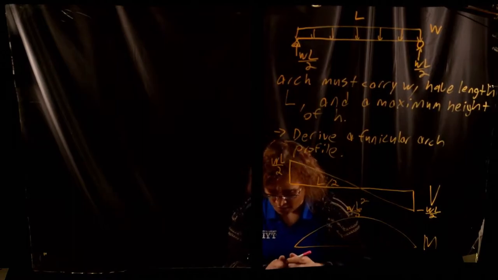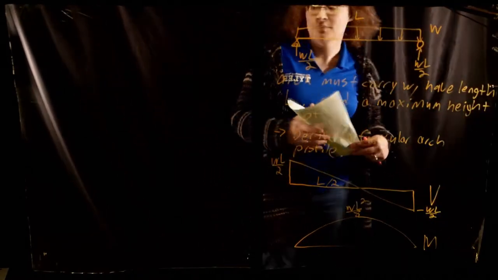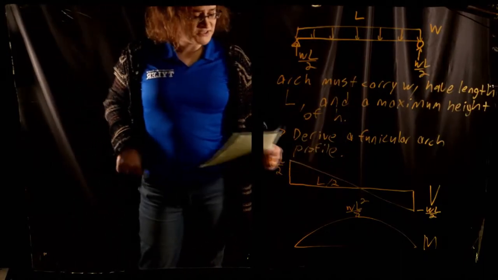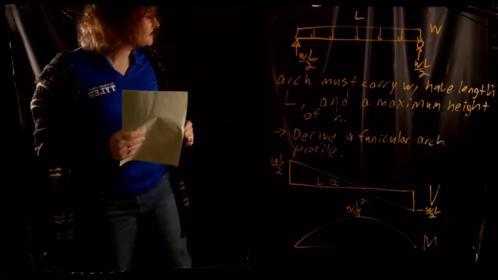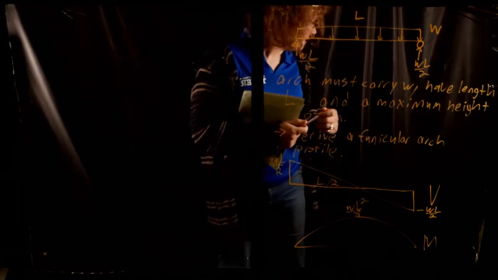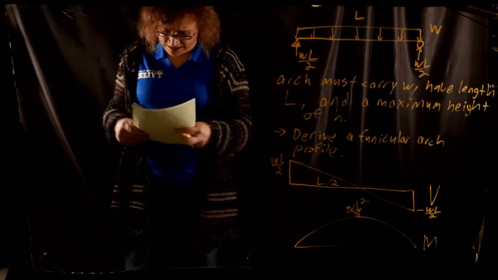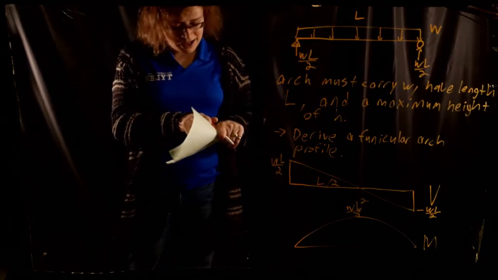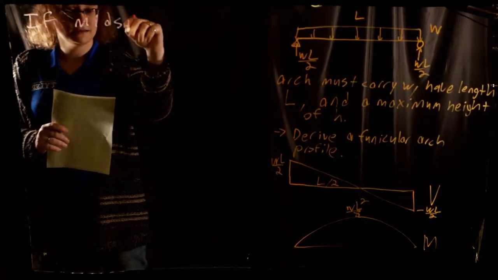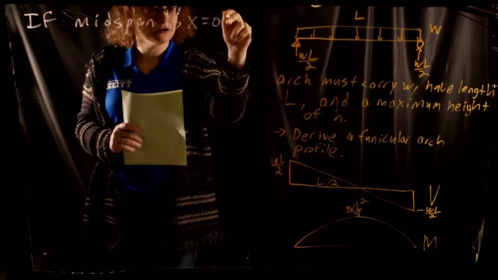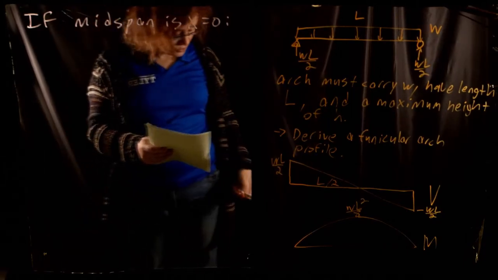So what I next want to do is turn this into an equation that we can work with algebraically. I could do this a few ways, although on this one I'm going to use an interesting coordinate system that makes this a little bit easier to work with. I'm going to define my midspan as 0. So if we set the midspan to x equals 0, then we can have the following known points.